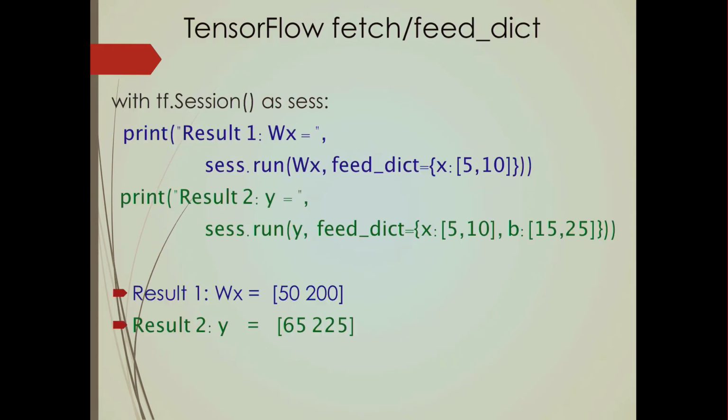And so then here, you see the feed dict specifies X, the second one, X and B, because those are the numbers it needs, the values of the variables that it needs. Okay.